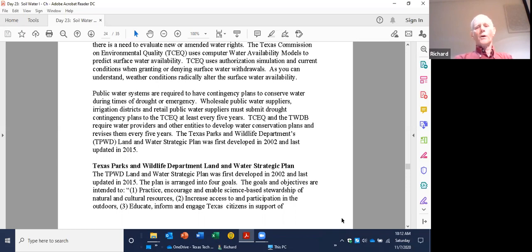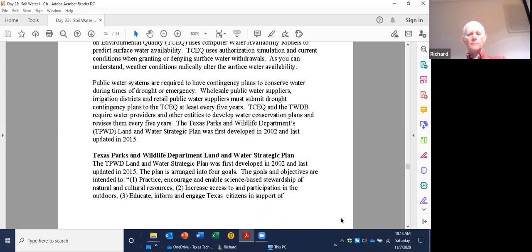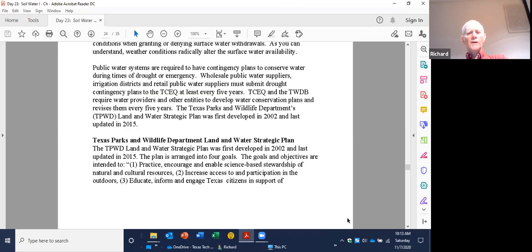The Texas Parks and Wildlife Department Land and Water Strategic Plan was first developed in 2002 and updated in 2015. The plan is arranged into 4 goals. The goals and objectives are intended to practice and encourage and enable science-based stewardship of natural and cultural resources.